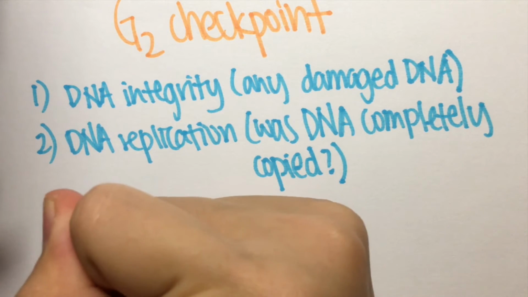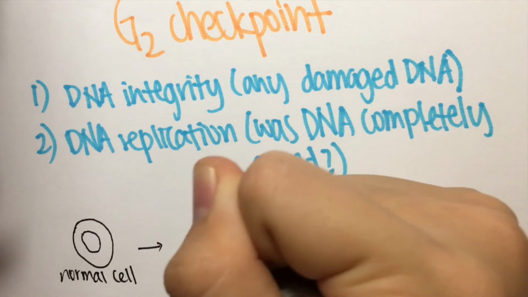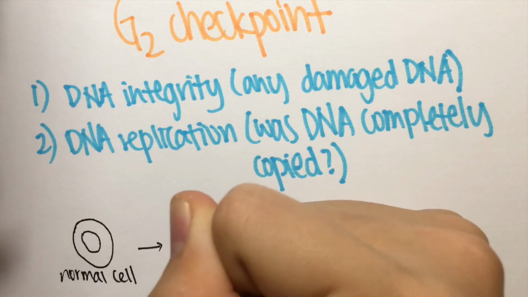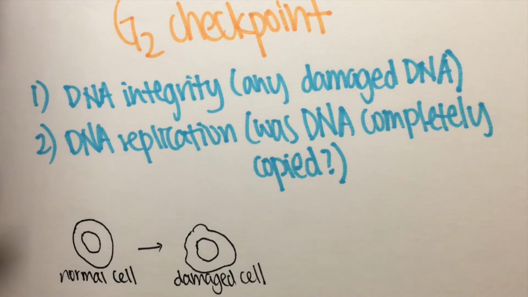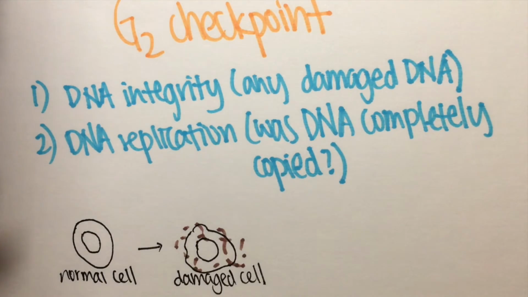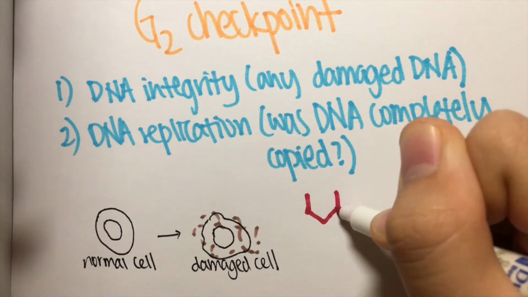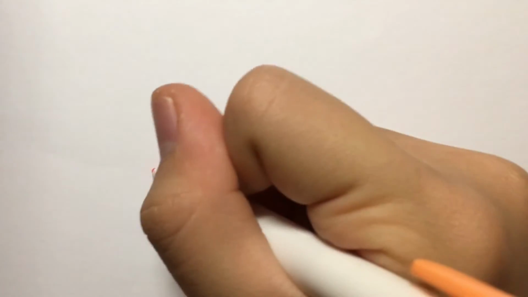If damage is detected, the cell will pause at the G2 checkpoint to allow for repairs. If the problem is successfully fixed, the cell will re-enter the cell cycle, proceeding normally with cell division. If the damage is irreparable, the cell will undergo apoptosis, also known as programmed cell death. This self-destruction mechanism ensures that damaged DNA is not passed to daughter cells.